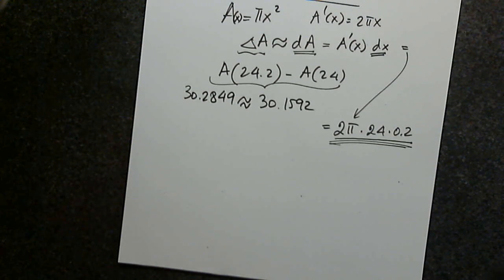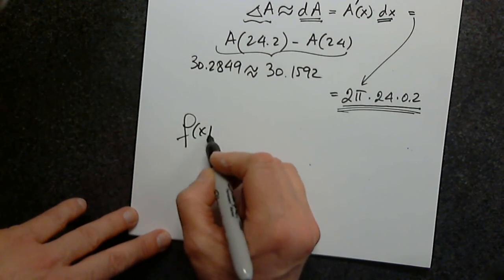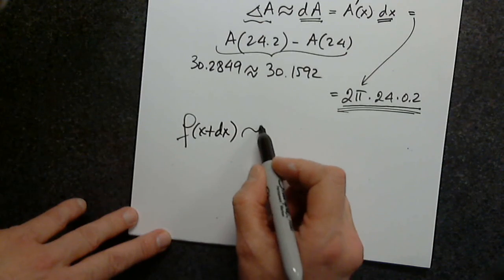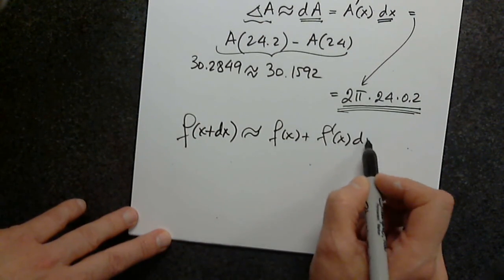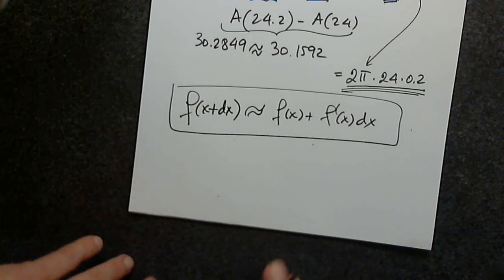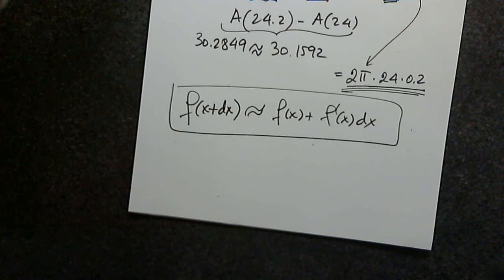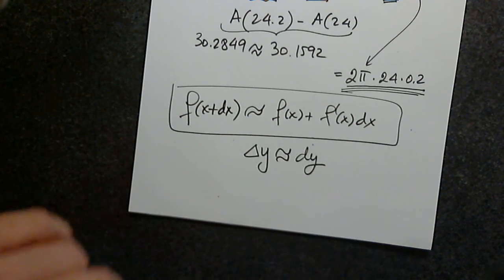But remember, this is the key definition: f of x plus dx is approximately f of x plus f prime of x dx. So please carve this in stone. And we know how we got it. We got it from delta y approximately dy.